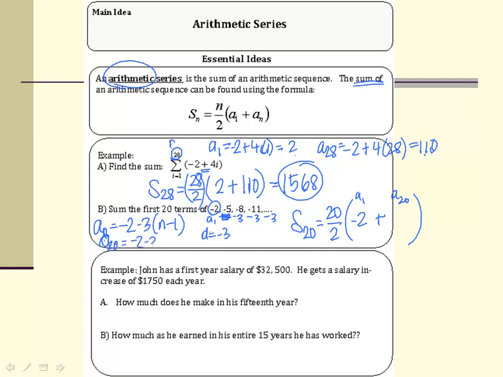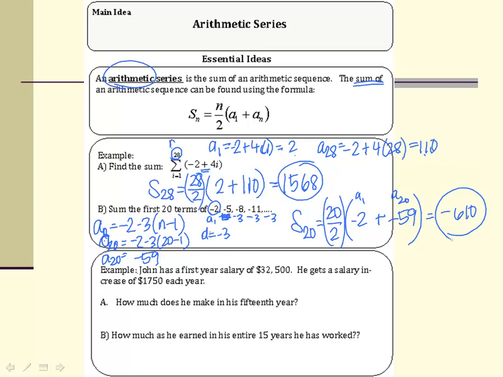So negative 2 minus 3 times 20 minus 1. And the 20th term ends up being negative 59. And so I need that rule in order to be able to find the 20th term. Once I have all the pieces, I throw this in my calculator and I get negative 610. Okay, but again, if you don't know the last term, you have to find the last term using the general rule.